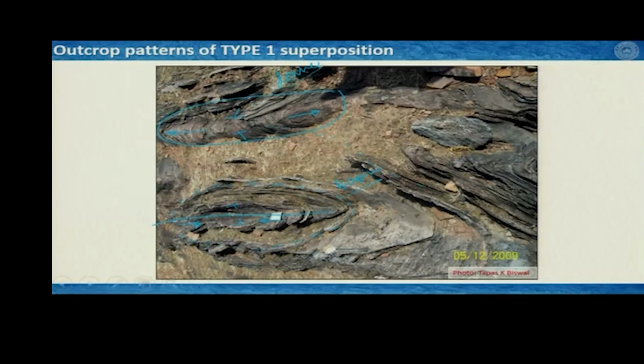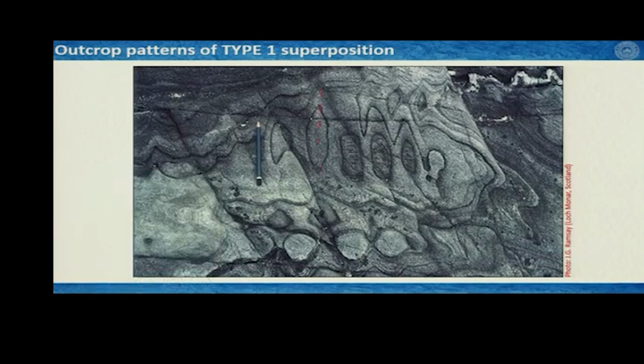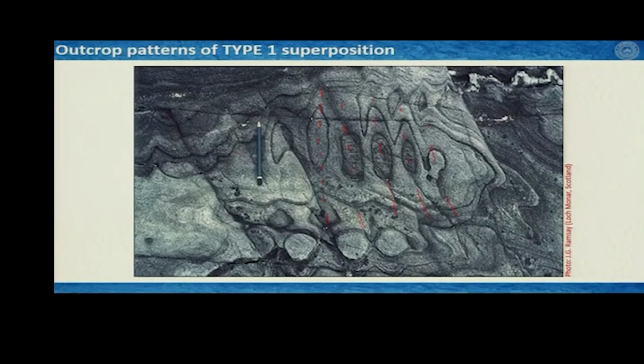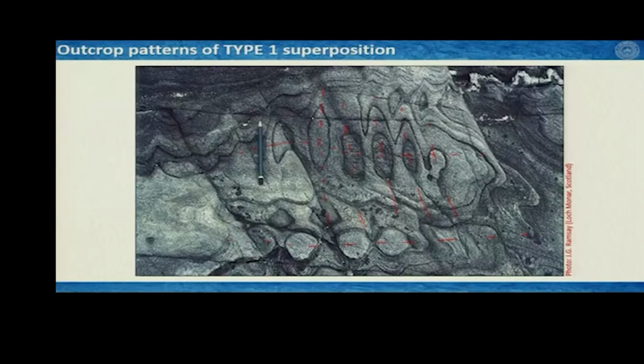And this is how we produce alternatively dome and basin structures. There is another example. Here you can see this is again a very classical photograph from Professor John Ramsey. So you can see this is your one set of axial traces. Of course, you don't see it in 3 dimension, and another one is going like this. Here it's going like this. So this is the interaction between F1 and F2 producing the dome and basin structures in type 1 superposition.